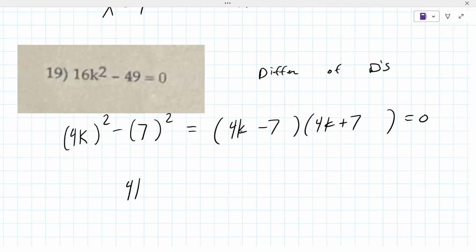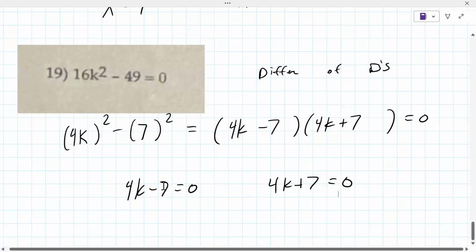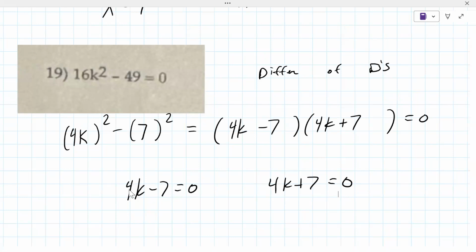Now we set each factor equal to 0. So this is a little bit more involved than last time, but you should recognize how to solve this. You first undo the addition and subtraction, then you undo the multiplication or division. 4k equals 7. So how do you undo the 4 in front of the k?